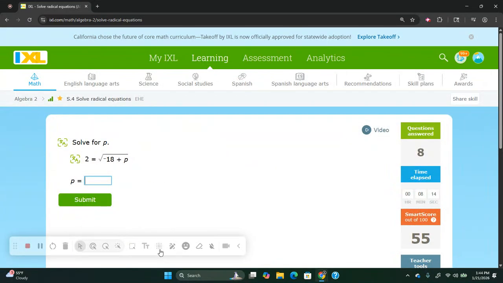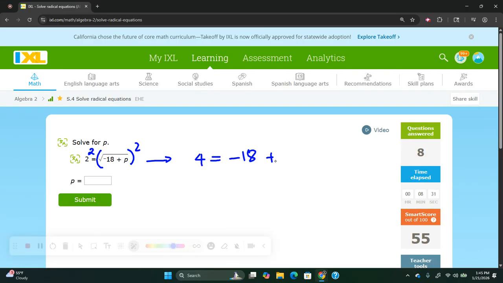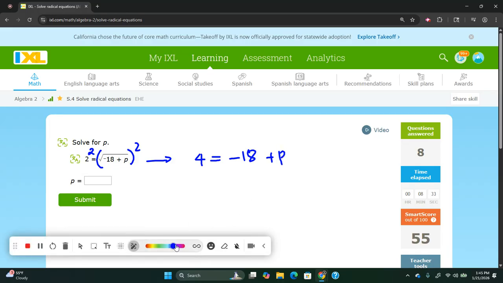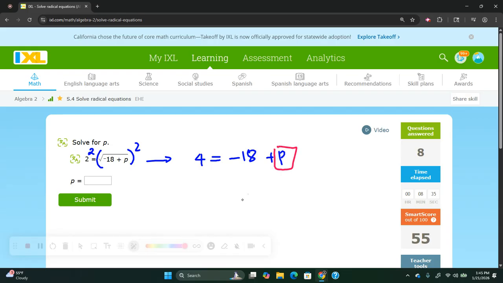Okay. This problem very similar. Okay. So the radical is the only thing on the right side, so I power 2 on both sides. So now the left side, I got 2 squared, which is number 4. The right side, the square root and power 2 cancel out. I have only negative 18 and then plus p. Remember, we solved for the p's, all right?